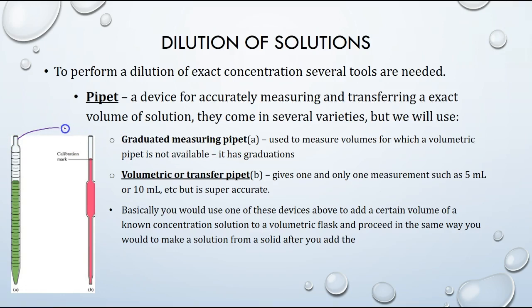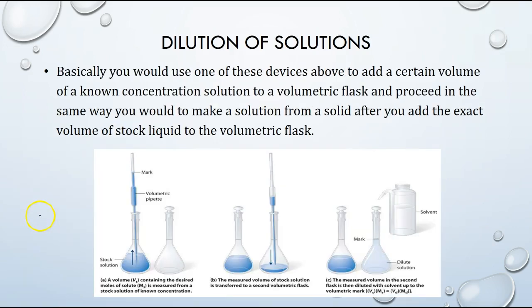That's this one right here. That's a graduated or transfer pipette. And this is a volumetric pipette, okay? Volumetric pipettes deliver only a single amount, whereas transfer pipettes can deliver multiple different amounts. So to know which device to use, you have to know how much volume of solution you're going to need. You're basically going to do the same thing that you did with the solid solute: measure out how much you need, and use your pipette to transfer that into a new clean dry volumetric flask.